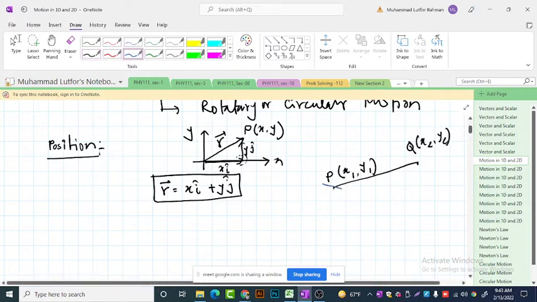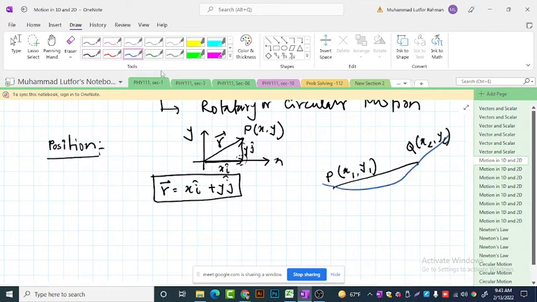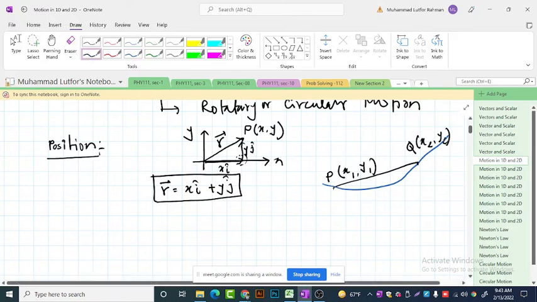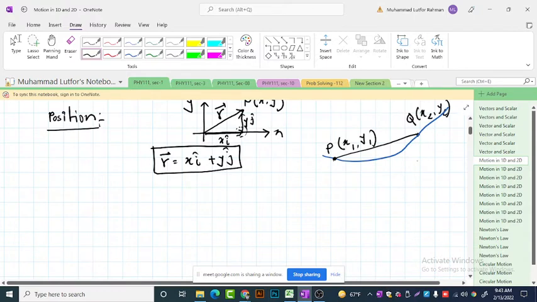Say this is the traveling path of that particle. So at a particular time the particle was at point P, and after a certain time its position is Q. Then I want to know the distance between these two points, or the displacement. I'm going to talk about displacement first. What is the displacement of the particle in that particular amount of time?